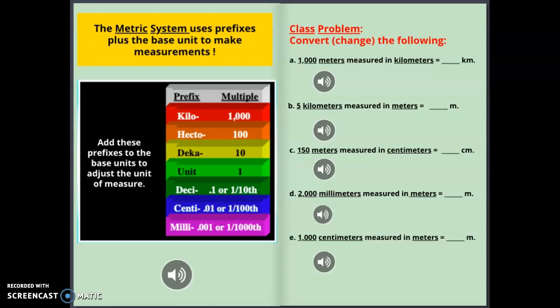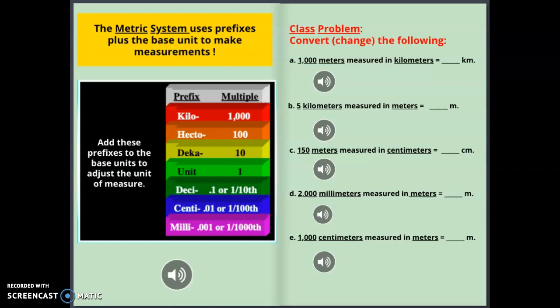And there's an easy way to remember these from largest to smallest. We use the mnemonic device, King Henry died unexpectedly drinking chocolate milk. King stands for kilo, Henry for hecto, died is deca. Unexpectedly is the base unit, meter, liter, or gram. Drinking is deci, chocolate is centi, and milk is milli. So if you can remember, King Henry died unexpectedly drinking chocolate milk, you can master the metric system.